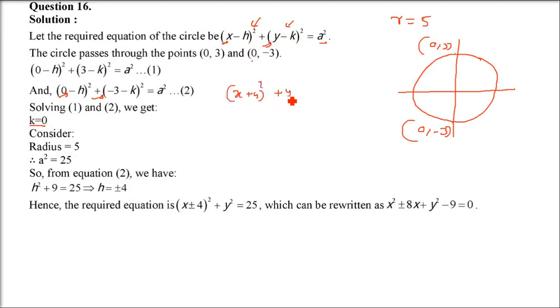So this will be x plus 4 whole square plus y square equals 25. And x minus 4 whole square. One time I am putting plus 4, one time I am putting minus 4. So you can just write it like this also. Just put plus minus. It's well understood.